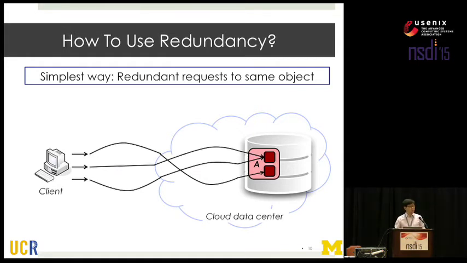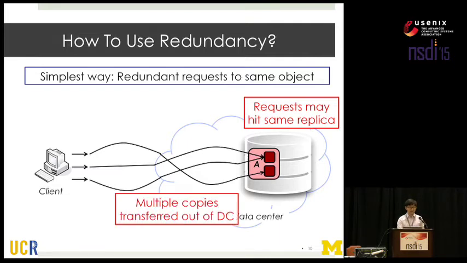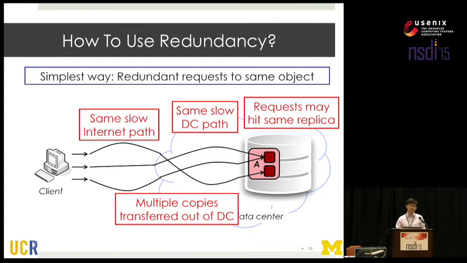But this simplest approach has 4 issues. First, it is not guaranteed that requests will hit different replicas. It is possible that requests may be served by the same slow replica. And second, this approach requires multiple copies of data transferred out of data centers, which will incur high data transfer costs. Furthermore, some of the requests may take the same slow internet paths or the same slow data center network paths, which will incur high network latency.